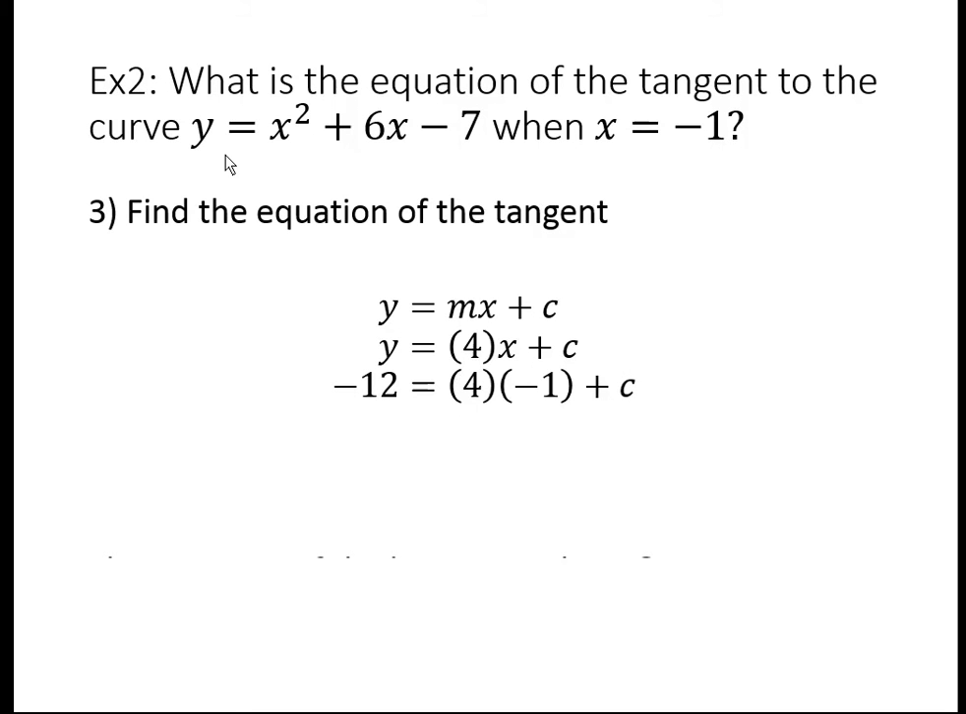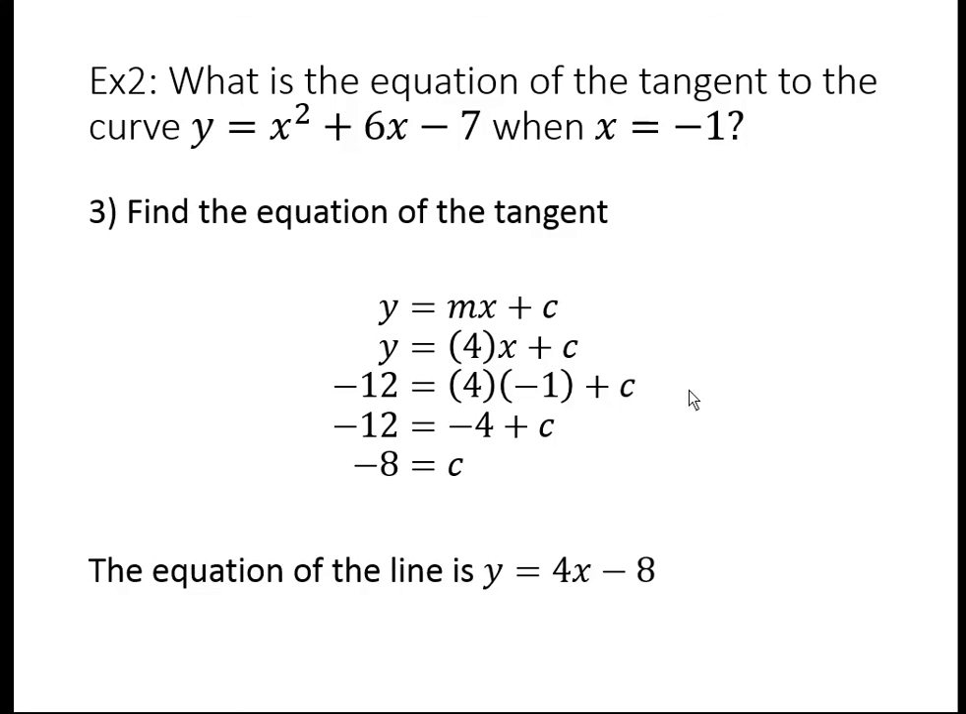Now I can go ahead and plug in my point, negative 1 and negative 12, remembering that the x coordinate was first, the y coordinate was second. And now I just need to simplify and solve for c. Moving the plus, adding 4 over, I get that c is negative 8. So my gradient was 4, and my y-intercept is negative 8, so I can state my final conclusion. The equation of the line is y equals 4x minus 8.